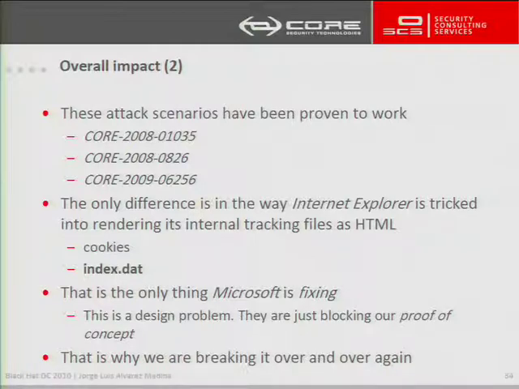And the only difference between each of these vectors is the way in which Internet Explorer was tricked into rendering those files as HTML. And also, perhaps the difference was which files were used in each of those attack vectors. In the first one, I managed to use the cookies for this purpose. And in the latest two, the file I used is the index.dat that is used for navigation tracking.